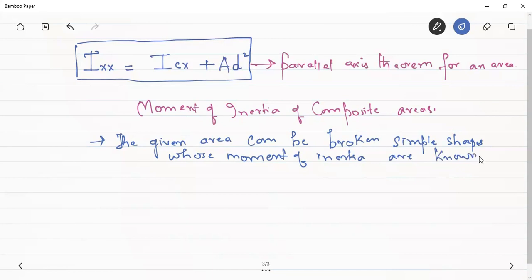That means we can break the composite area into various small shapes whose moments of inertia are known to us. Suppose we can break an area into a circle, a semicircle, a rectangle, a triangle, a square, whose moment of inertia we know. So the area can be broken into simple shapes whose moments of inertia are known.